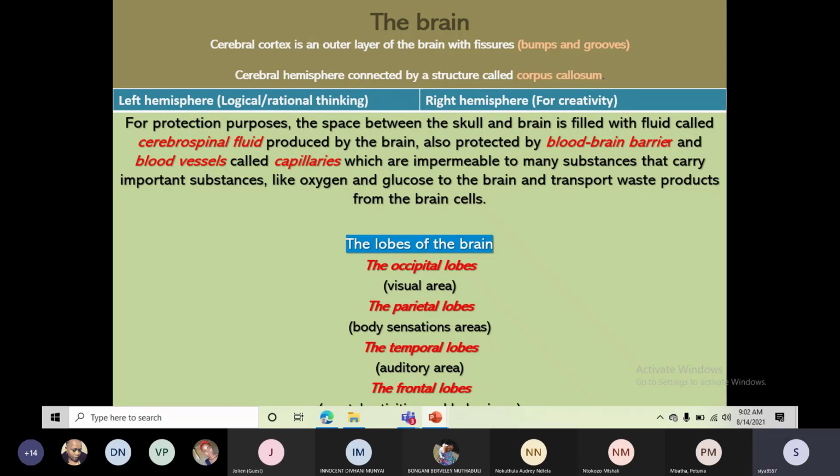A cotton, a filter. Yeah, they act like a filter. They allow certain substances to go in, certain substances to go out, and they don't allow certain harmful substances to affect the brain.